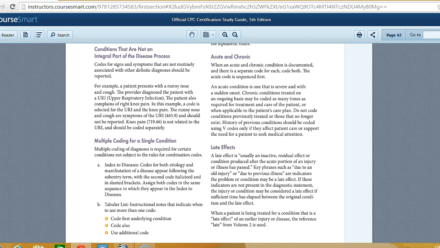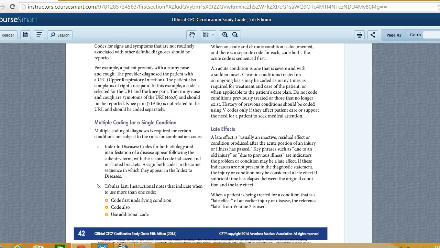Late effects, and we've talked about the term late effects before. We do late effects when you have had a disease or illness and for some reason the patient develops some kind of condition. Let's give you an example of a fracture of the arm. The patient didn't want to move, so they got a contracture now. That contracture is what is considered to be a late effect. And in a late effect, the late effect is always coded first.